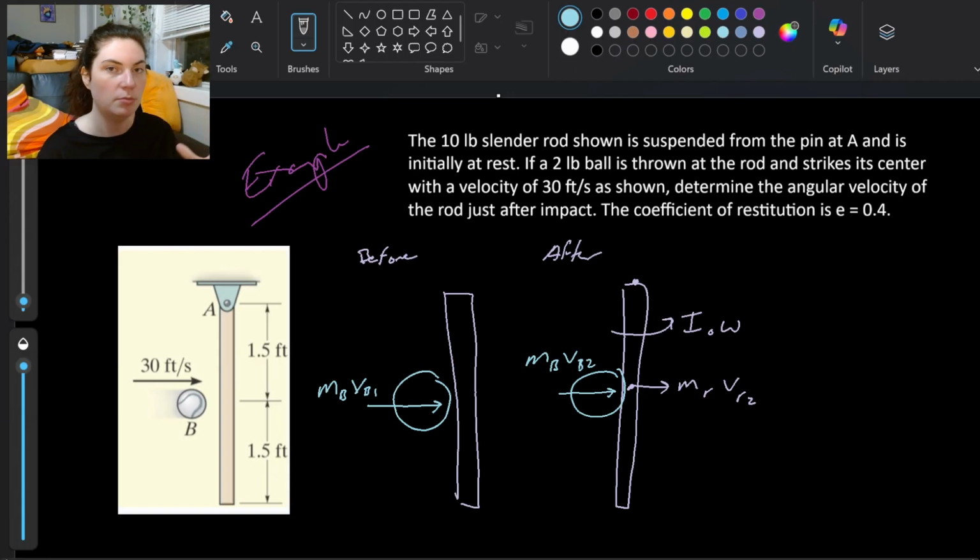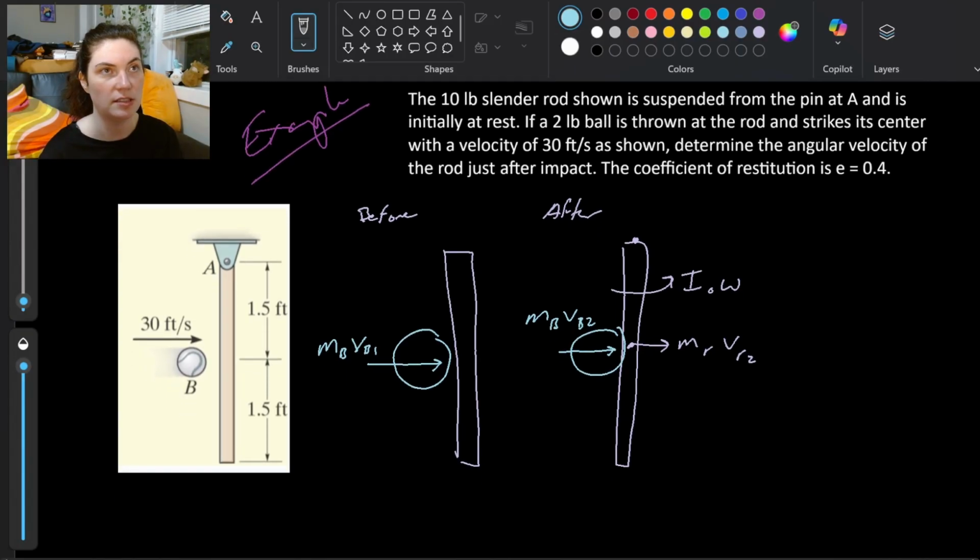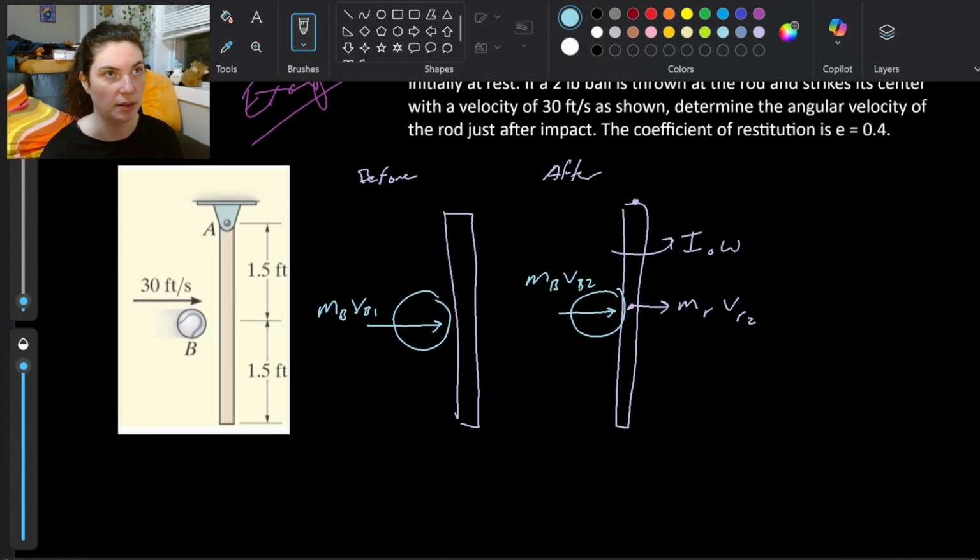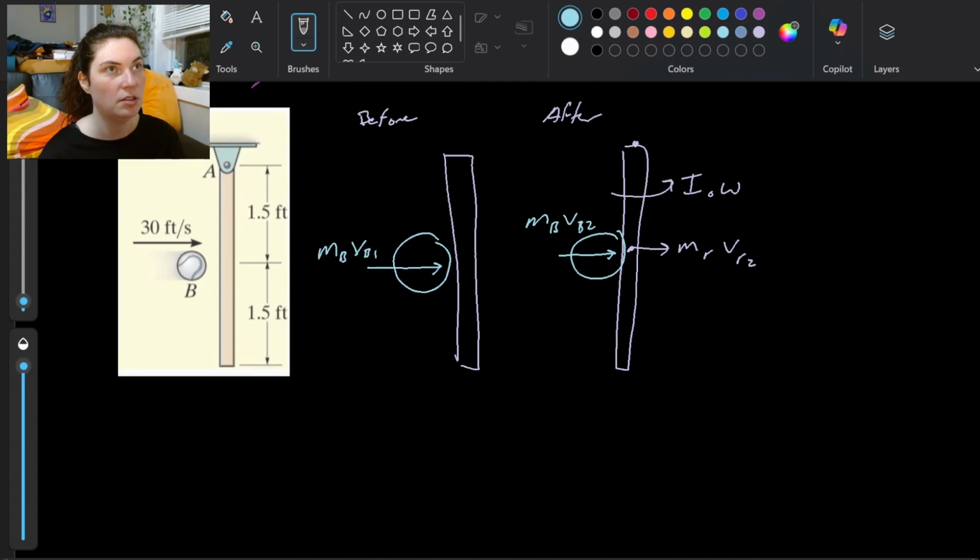We know we've got an impact problem, so we know we're going to use our conservation of angular momentum, as well as that coefficient of restitution to figure out this angular velocity just after impact that we're looking for. So I'm going to write out both of those equations here. We're trying to find the sum of all of our initial angular momentums and final angular momentums. Pull those from our diagrams here.